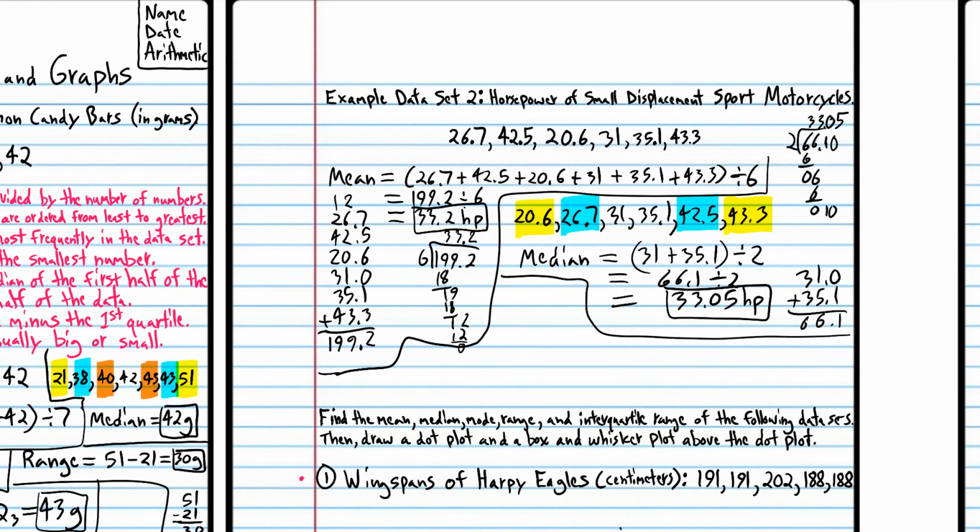All right, so now we have to find the mode. The mode is the number that appears the most. But as you can see, there is no number that appears multiple times. So in this case, there is no mode. We can just put none.